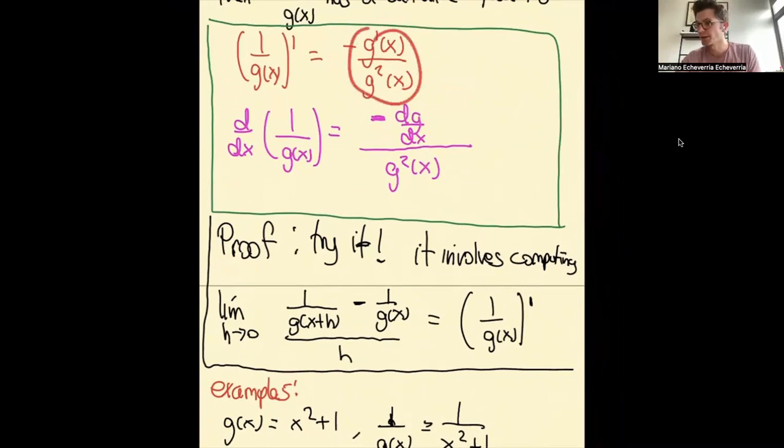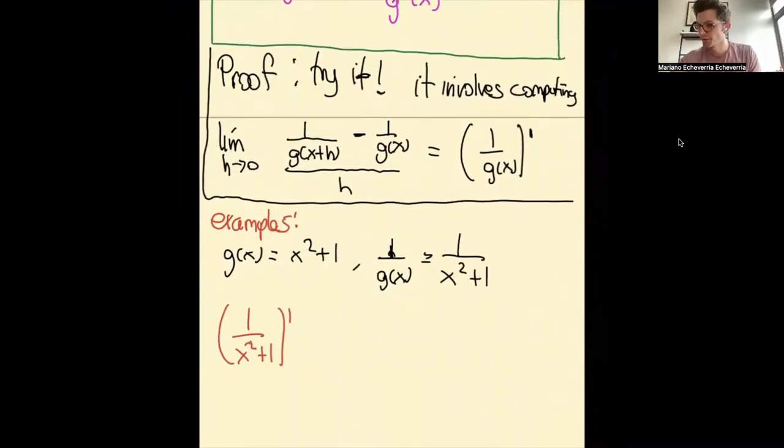It's a fraction where in the numerator you put the derivative of g, and in the denominator you put the function squared. And there's a minus sign that always comes from the formula. So it's minus g prime of x divided by g squared of x. Okay, so what's the derivative of g of x in this case?